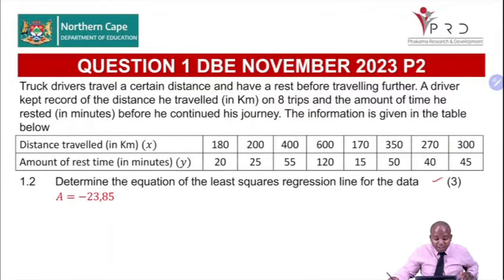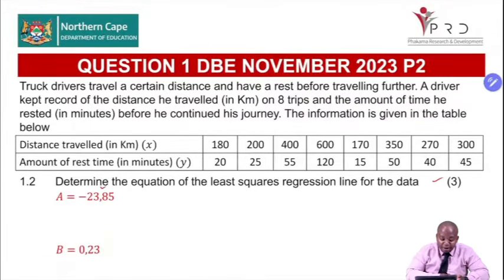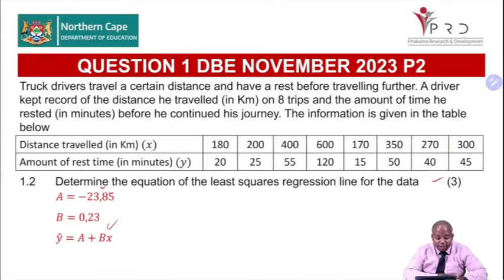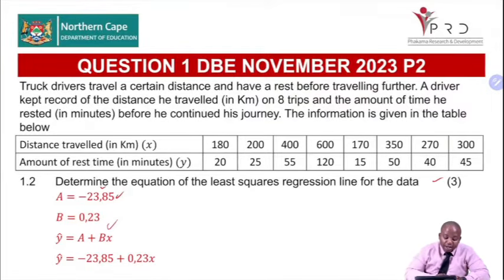When we utilize the calculator instruction, I'm going to find the value of A from my calculator. My A is equal to negative 23,85. My B is equal to 0,23. Then I'm going to quote the formula that says Y equals A plus BX from my formula sheet. Then I'm going to substitute my values: A is negative 23,85 and B is 0,23X. So that is my equation of the regression line in this case.